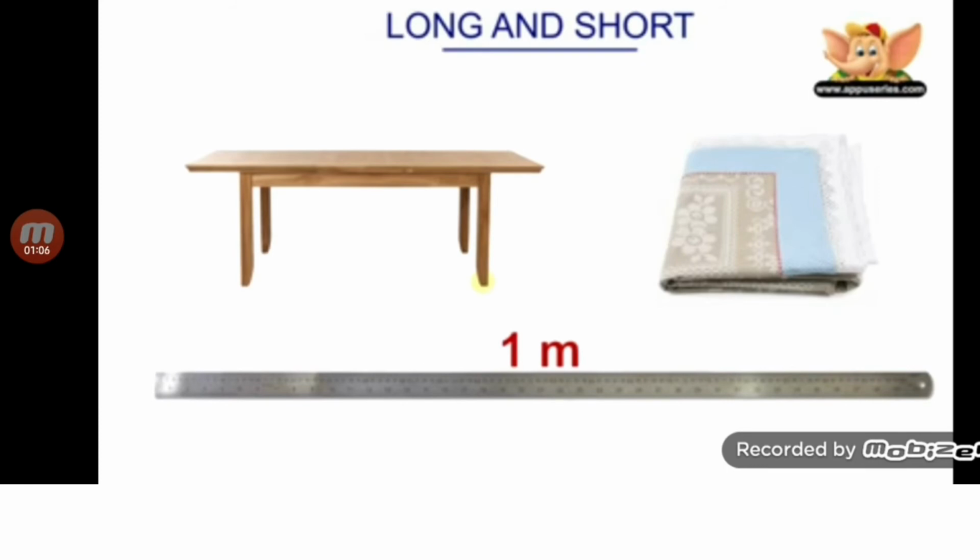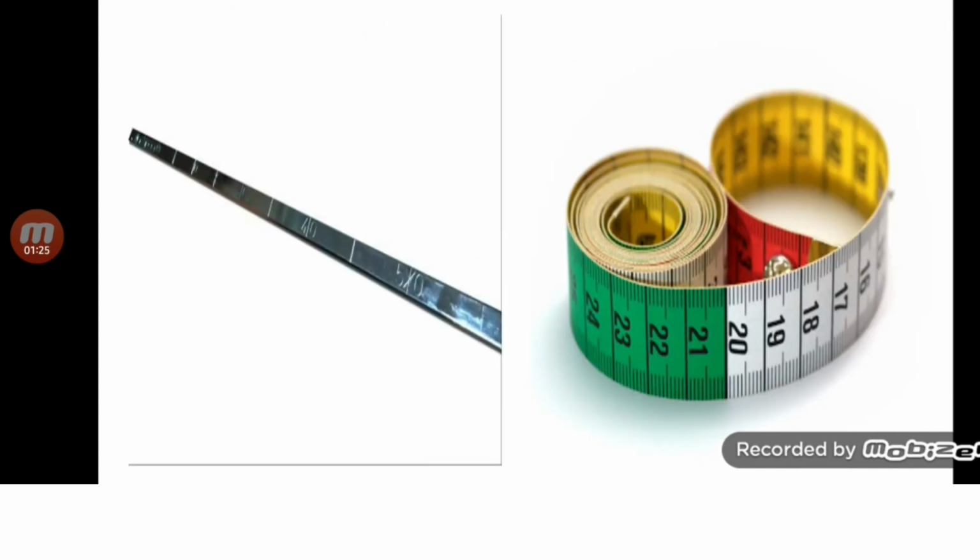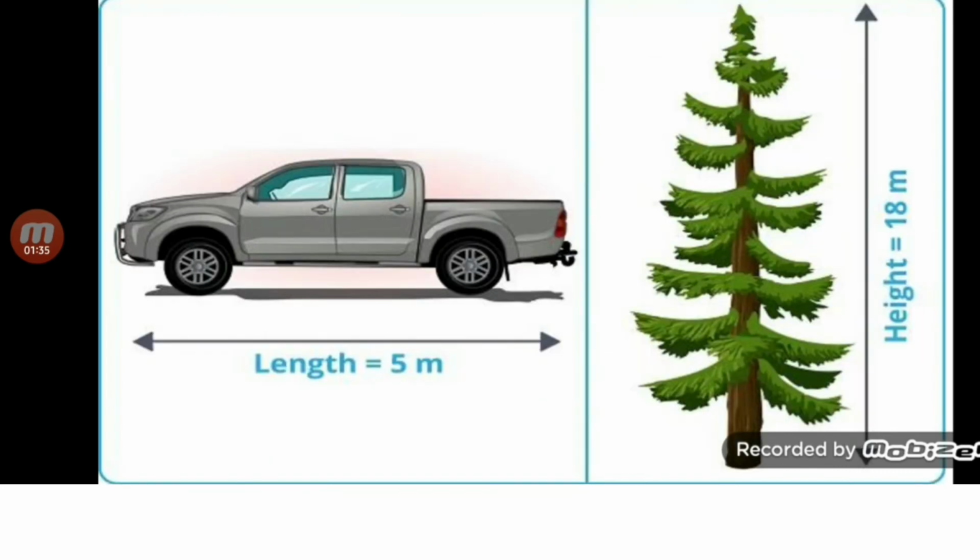But what if we want to measure the objects that are bigger in size? Let's suppose if we want to measure the length of a table or a bed sheet. How we can measure such big objects using that scale? We can't do. So we can measure the length of bigger objects by using meter rod or a measuring tape. Now do you know how many centimeter makes a meter? 100 centimeter makes 1 meter. So 1 meter equals to 100 centimeter.